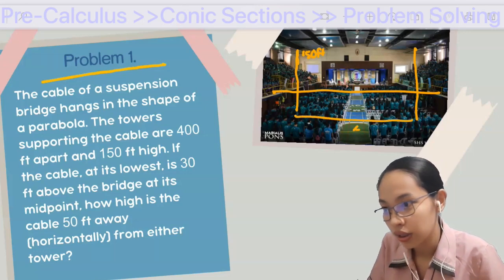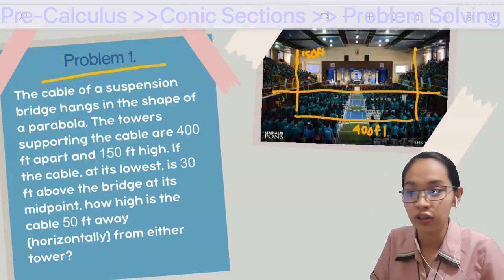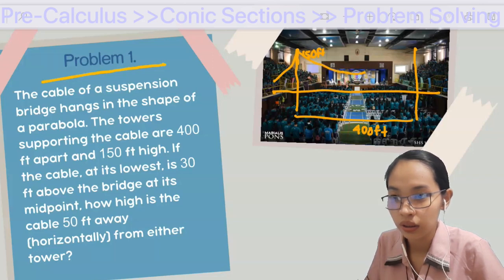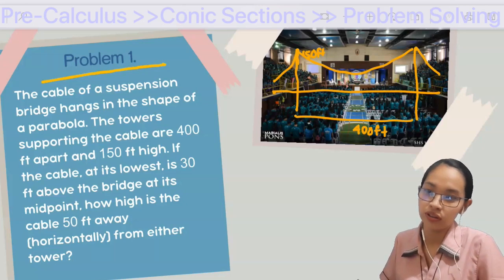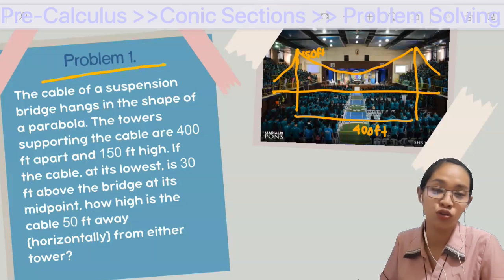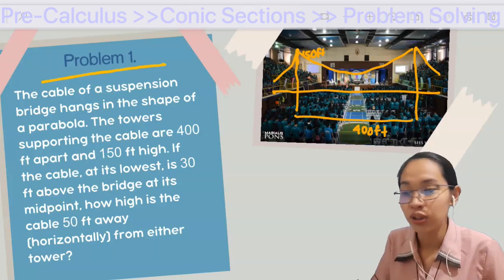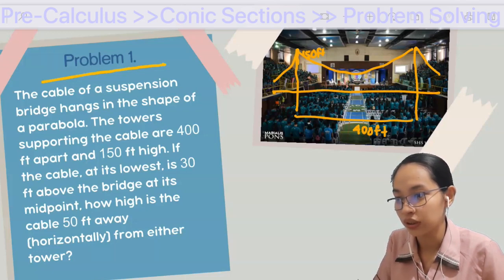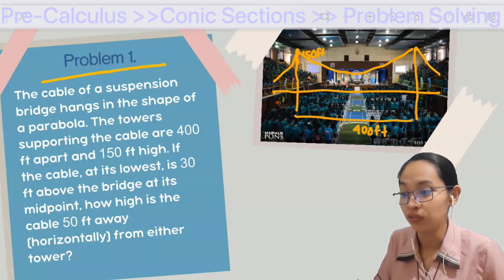And they are 400 apart. And our cables, of course, so we have the cable. For example, this is our suspension bridge from one of the benches to another bench of the Father Tonus Gymnasium. We go back to our problem. If the cable at its lowest is 30 feet above the bridge at its midpoint, how high is the cable 50 feet away from either of the towers?